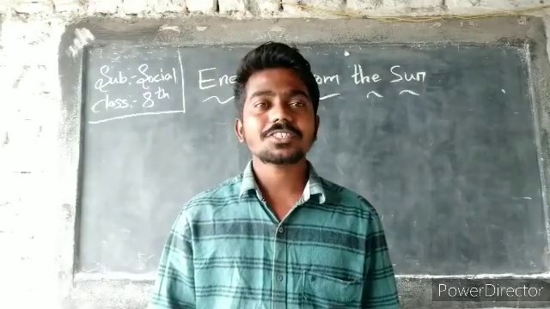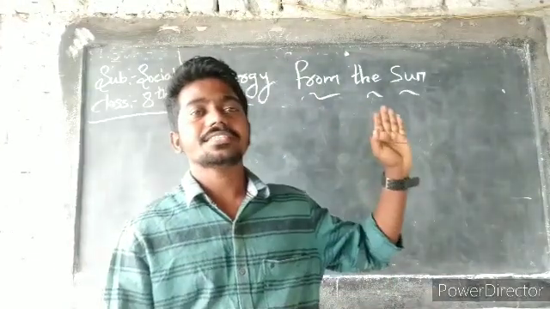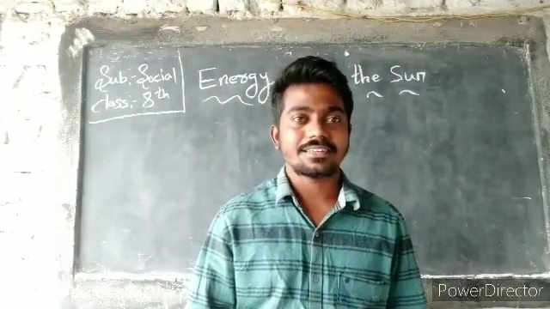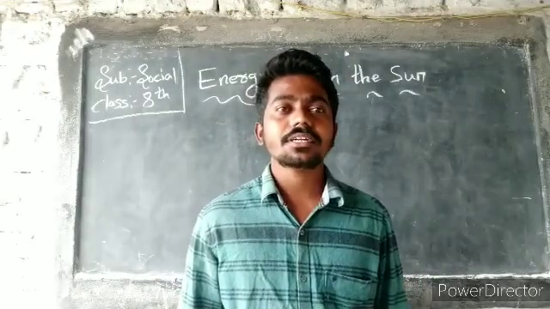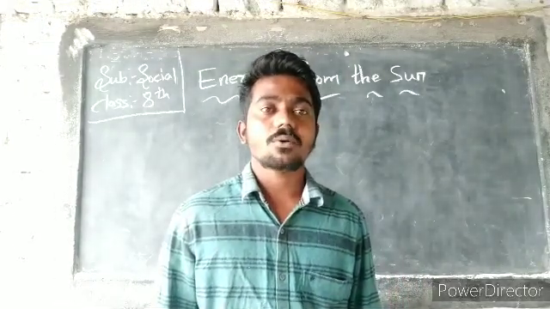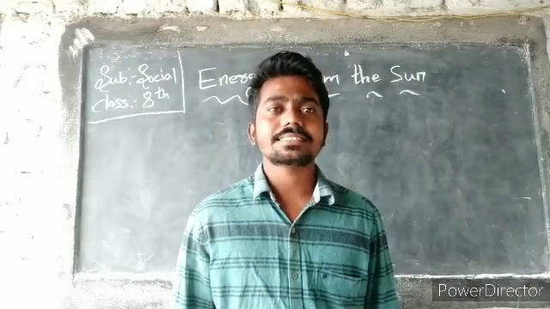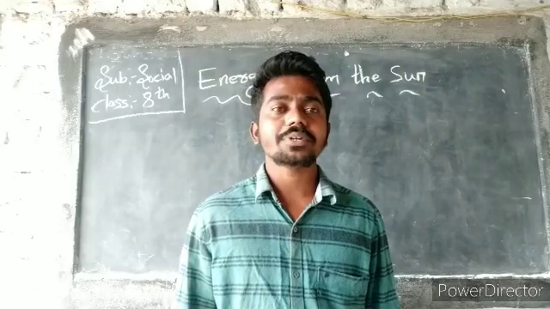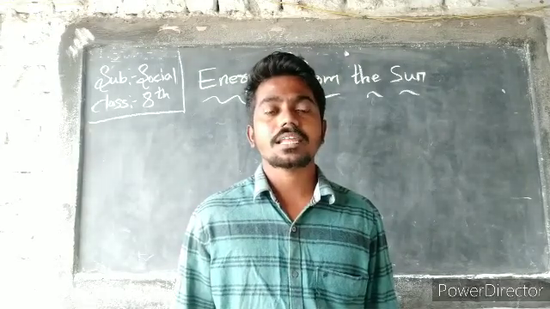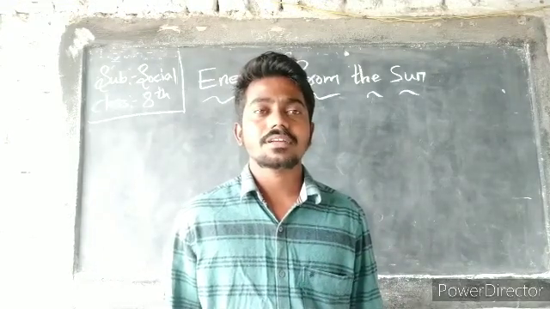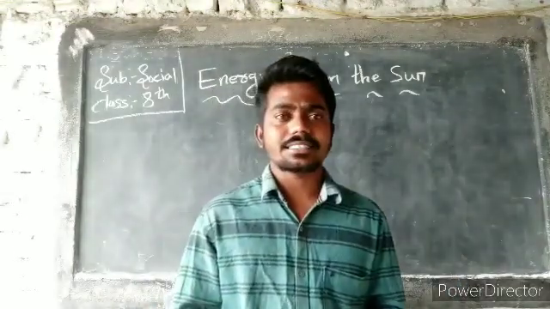Okay, coming to the last topic, we entered into the second lesson, energy from the sun. First of all, I told you Earth is divided into different landforms, like oceans, continents, plains, plateaus, mountains, and we have scanty rainfall and more rainfall. Scanty means low rainfall. We have a lot of variations in our earth.